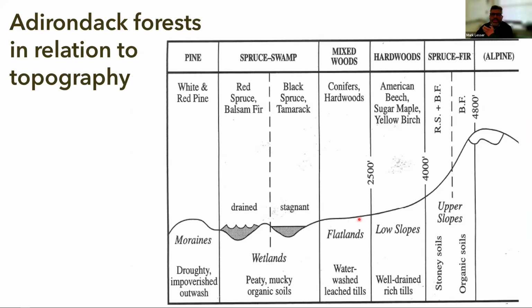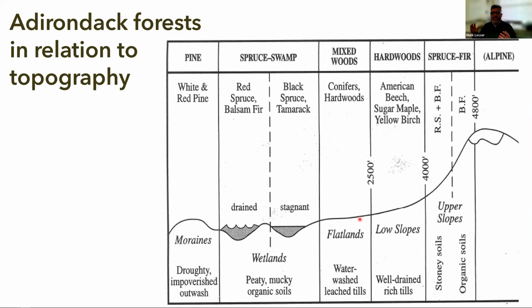Beyond these large-scale latitudinal gradients that make the Adirondack area unique by being in that ecotone region, we can also think about more fine-scale differences, primarily in topography, soil type, and geology.